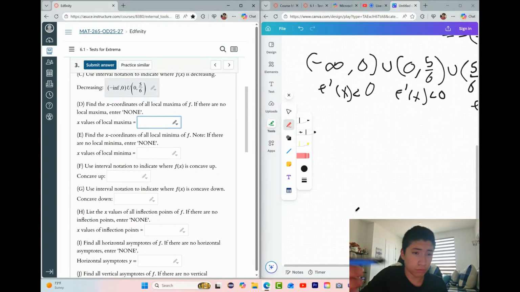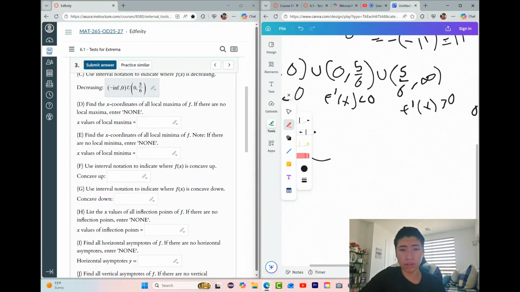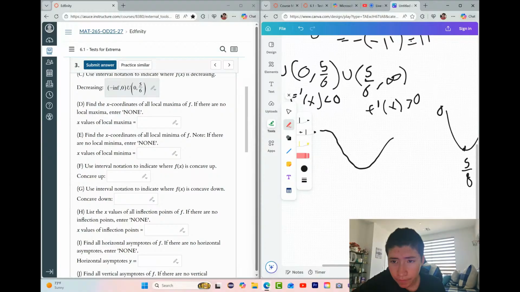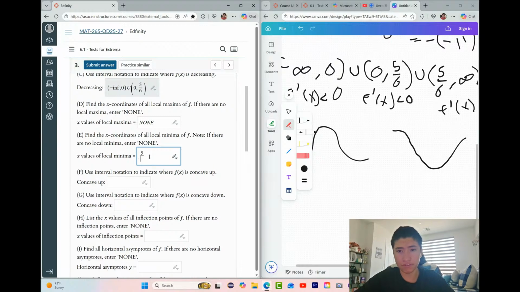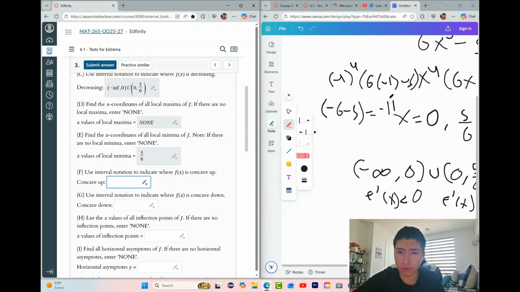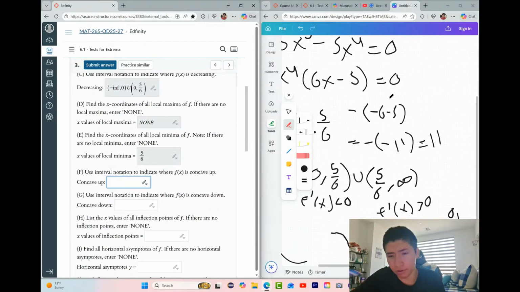And let's see. So maxima, positive, negative. Looks like here we have negative, negative, negative, negative, and then positive now. So we have no maxima. That's none. This is going to be at the point 5/6, because that is where we switch from negative derivative to positive derivative. Concave up, time to calculate the second derivative, because why not? No, I was kidding. I mean, because we have to, right?